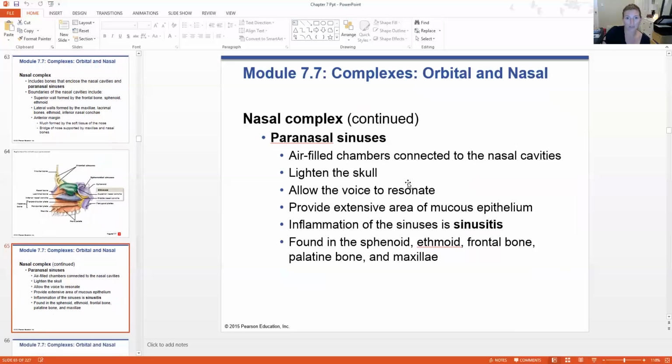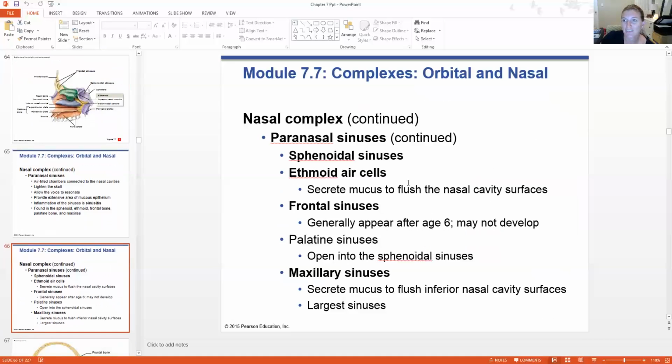The paranasal sinuses. Yes, ma'am. There's string on my panties. Okay, I'll get it in a minute. Thank you, honey. Can't have string on your panties.